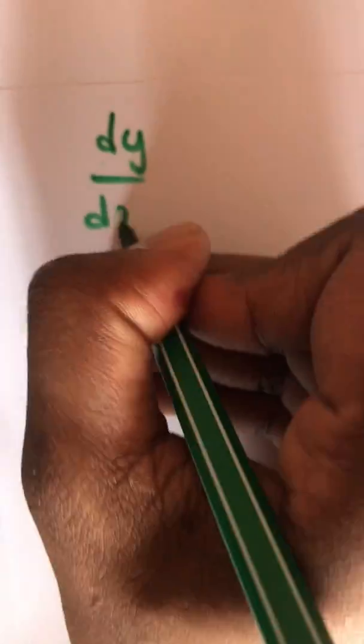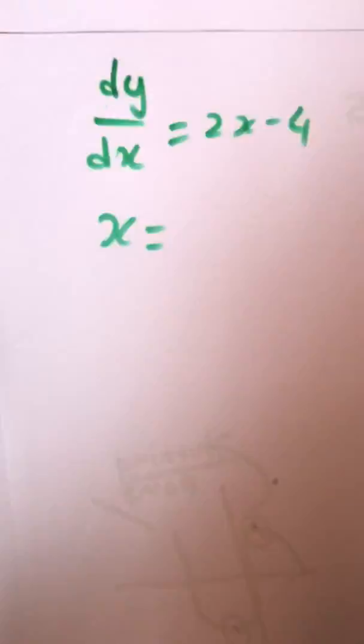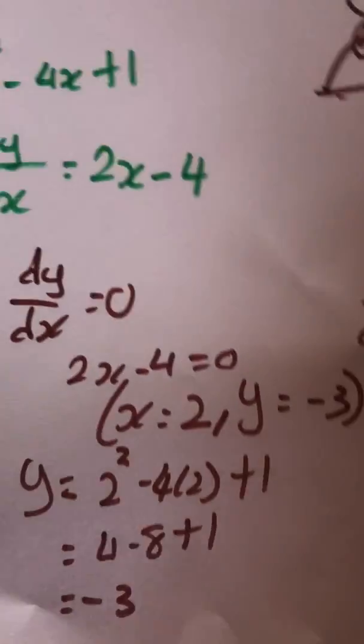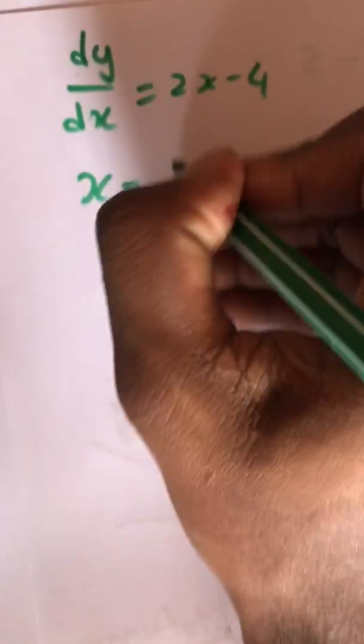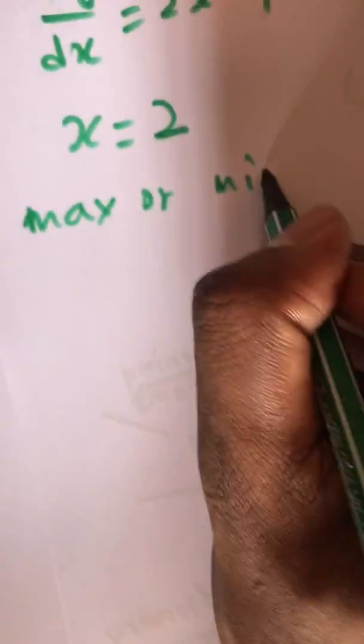Okay, so dy over dx equals 2x minus 4. We obtained our x earlier as 2. So now assuming my x is 2, to determine whether it is a max or min in maths, remember you must show this step. Okay, you have to do this step.